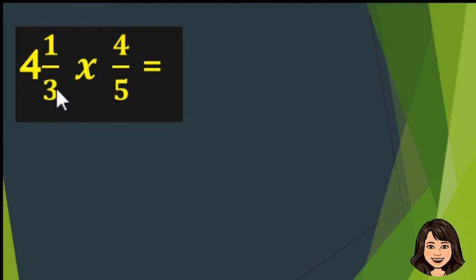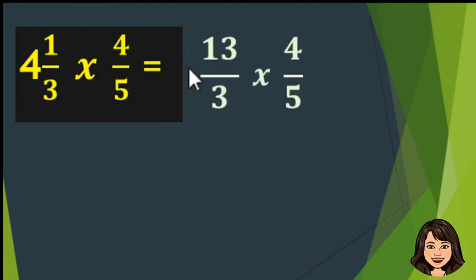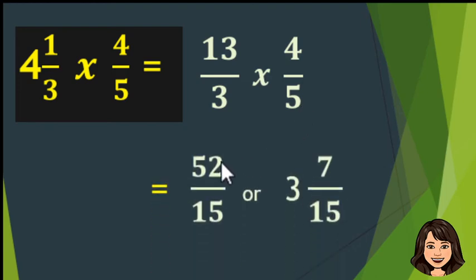Another, 4 and 1/3 times 4/5, you have 13 thirds times 4/5. Multiply, 13 times 4 equals 52. 3 times 5 equals 15. Now, change to mixed, you have 3 and 7 over 15. 3 is the quotient when you divide 52 by 15 and 7 is the remainder.